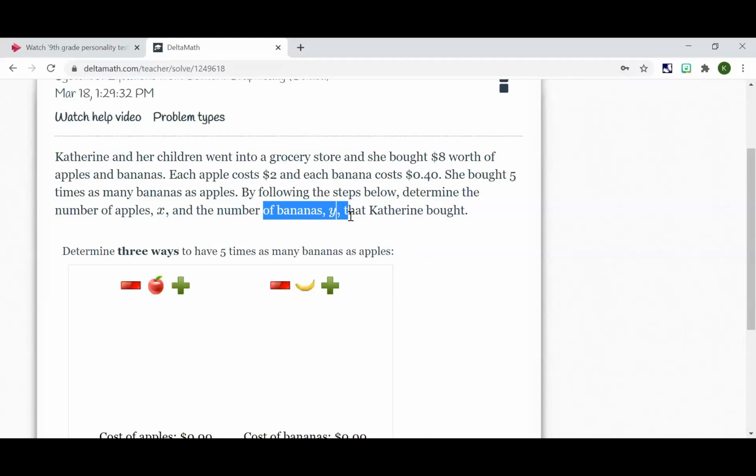The first criteria is that there's $8. She spends $8. The second is that she has 5 times as many bananas as apples. So first, we're only going to look at bananas, or 5 times as many. This is kind of hard sometimes because you actually have to start with apples.